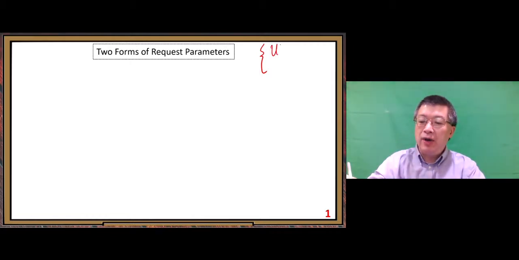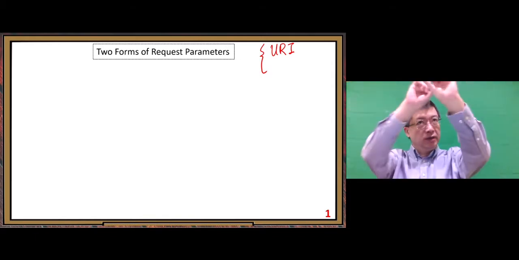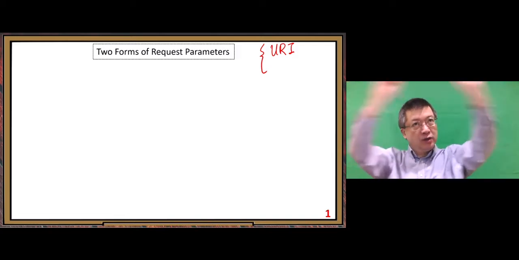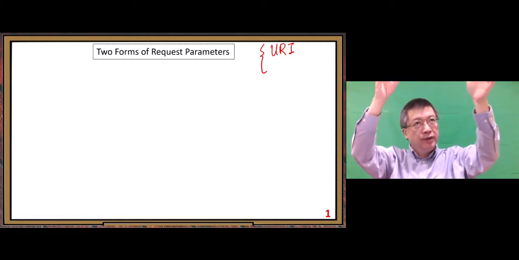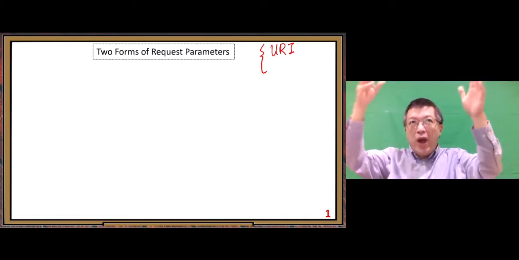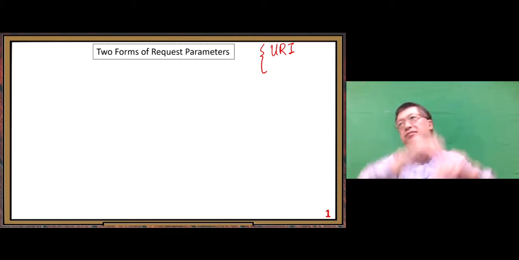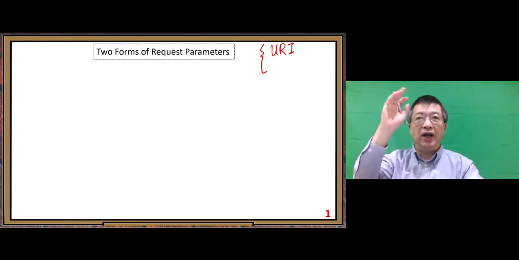One is the URL way. We embed our parameters inside the URL part of the HTTP request. HTTP request, the first component, the request line, the top line. In the top line, there are three pieces. The piece in the middle, the URL part, we can store some relatively small amount of data because there is a limitation. We cannot store too much data.